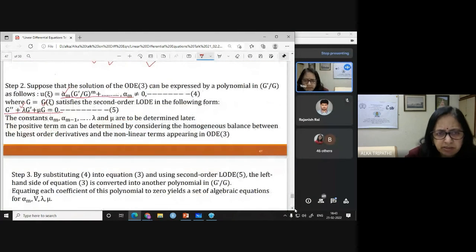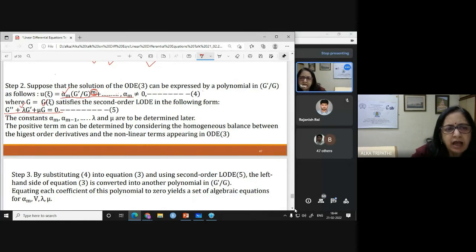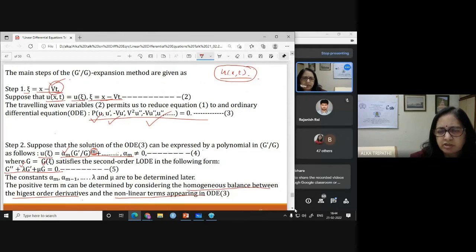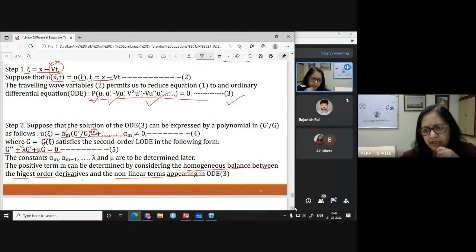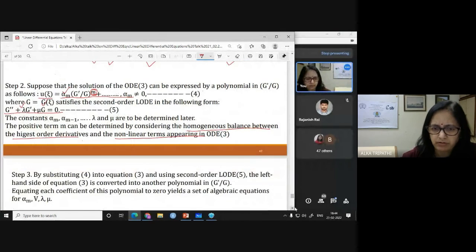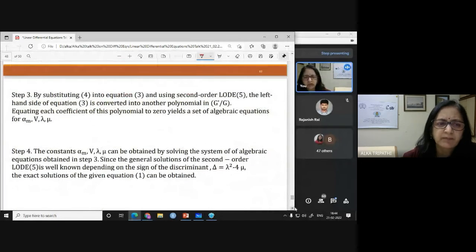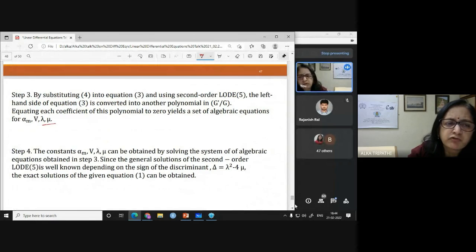Next, the first thing is what should be our assumption for m. It depends on the highest order derivative and the non-linear term appearing in the equation; by creating a homogeneous balance we will assume our m value. Then we substitute in our original equation, that is equation 3, and simplify, and we will have algebraic equations. When we simply solve those algebraic equations, we will get the values of lambda, mu, v, alpha m.